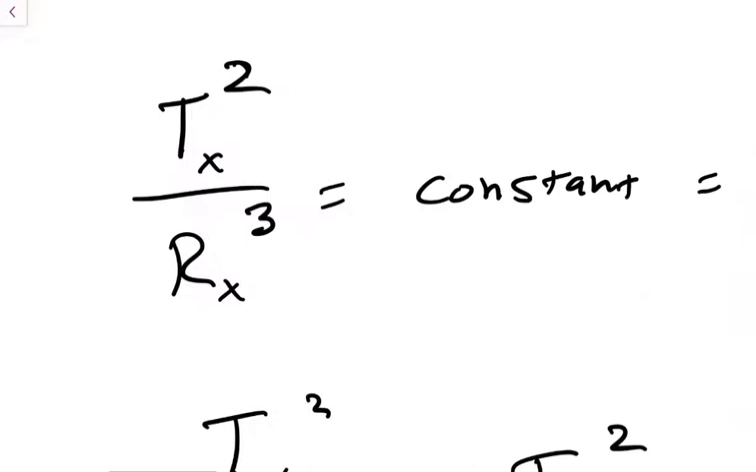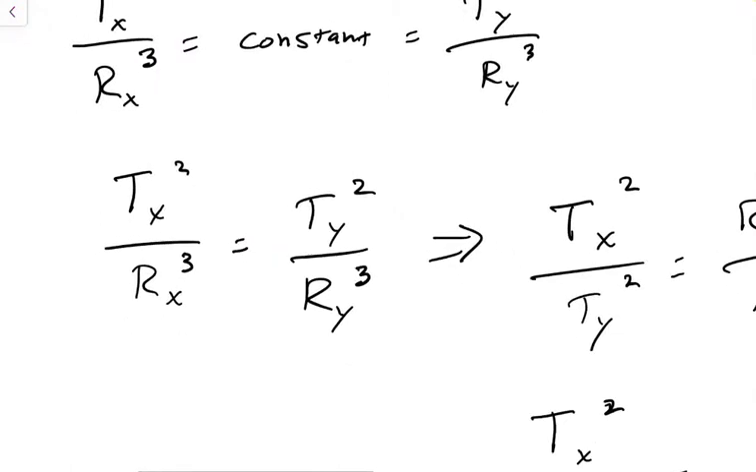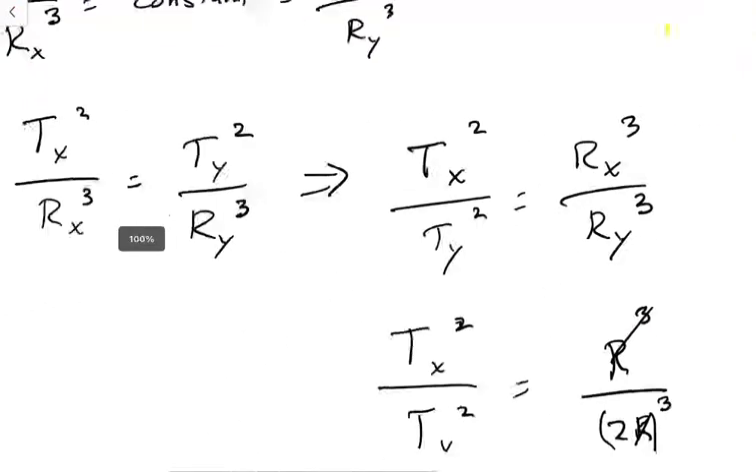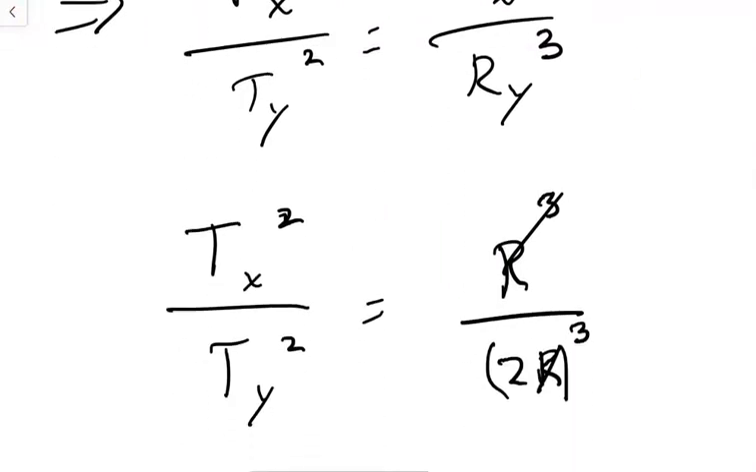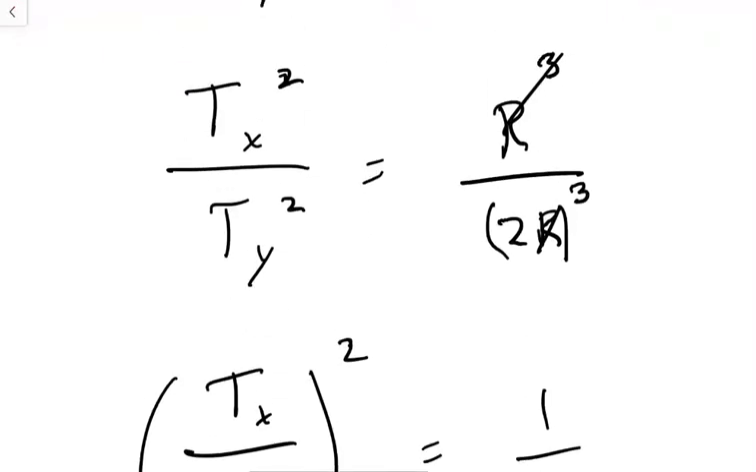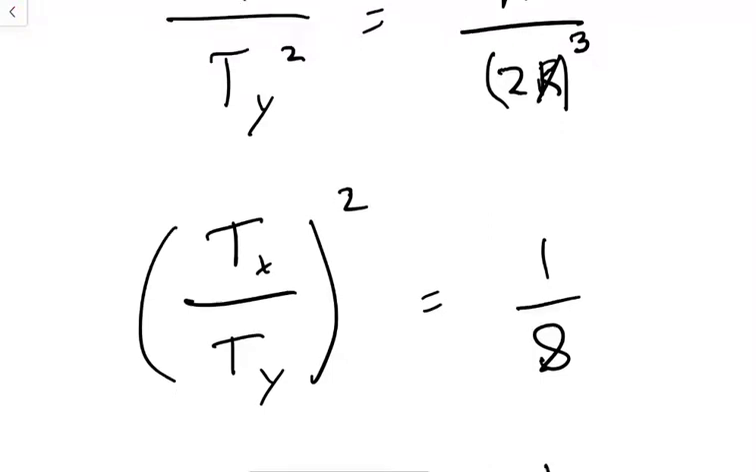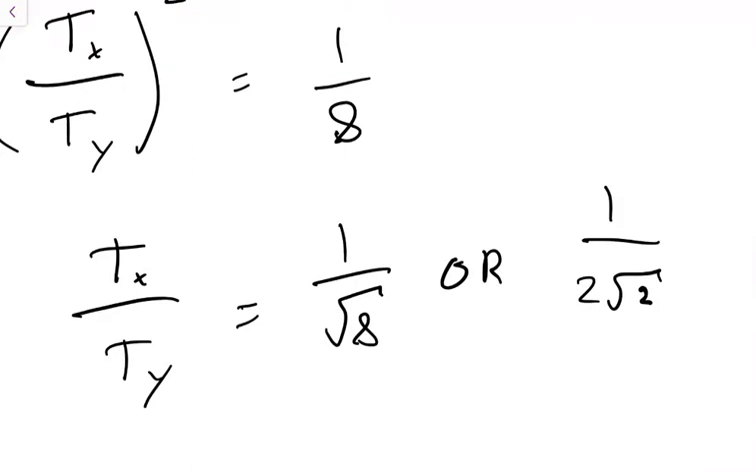So Tx squared divided by Rx cubed is equal to a constant, which is equal to Ty squared over Ry cubed. So I set them equal to each other, solve for Tx squared over Ty squared, and plug the values in. Tx squared divided by Ty squared is equal to the square of Tx over Ty. I plug the 1r and the 2r in, ending up with 1/8 because the 2 gets cubed. Then I have to square root it, so Tx over Ty is equal to 1 over the square root of 8, or 1 over 2 times the square root of 2.